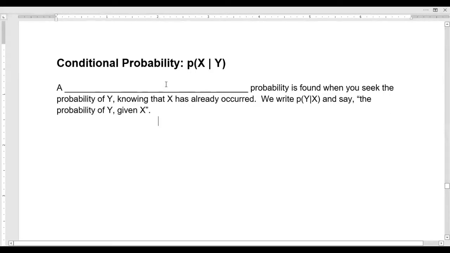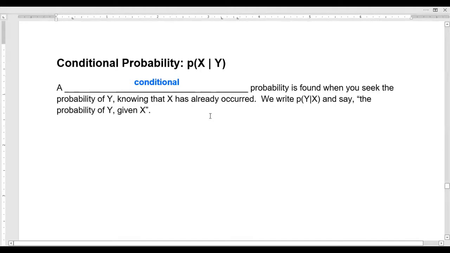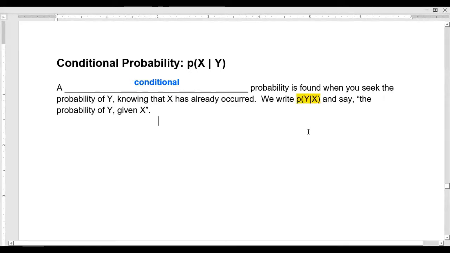So let's start out by defining that. A conditional probability is found when you're looking for the probability of y, knowing that x has already occurred. Here's the notation that we're going to use. And the way that we'll say that notation is the probability of y given x. So we have the probability of y, this vertical line means given x.